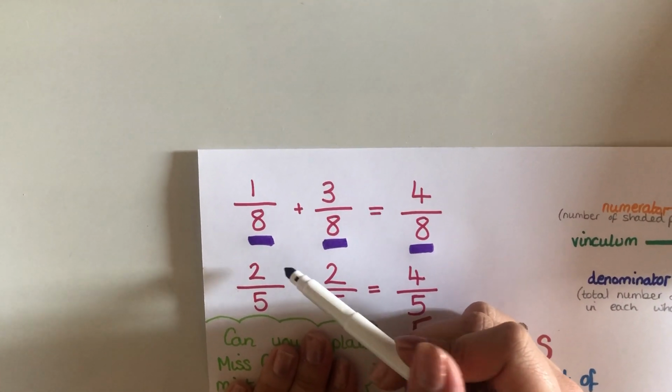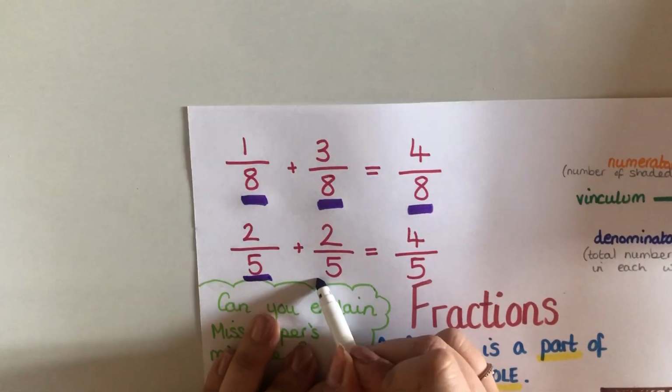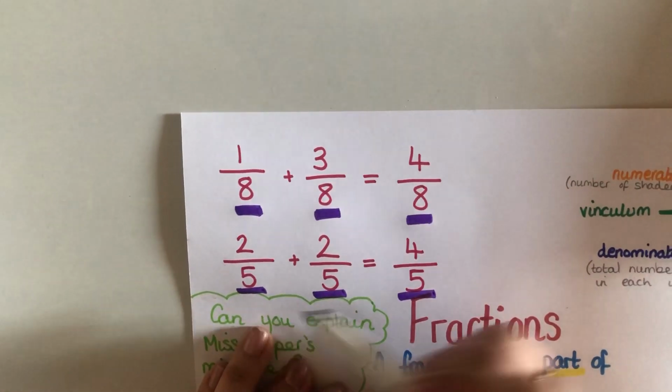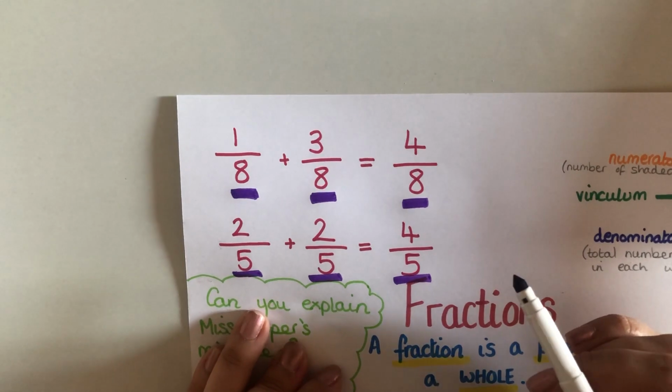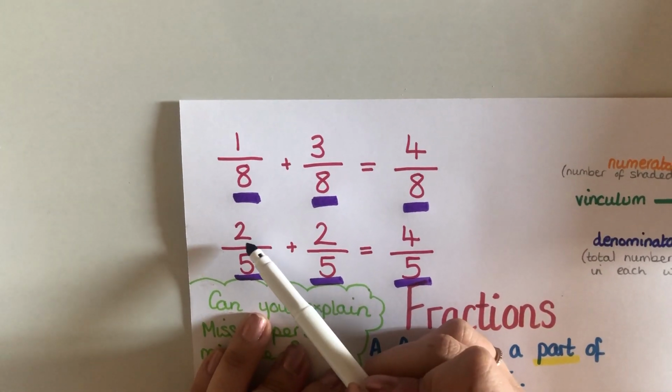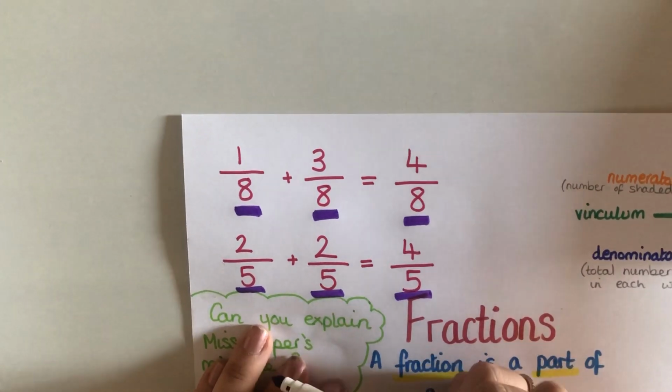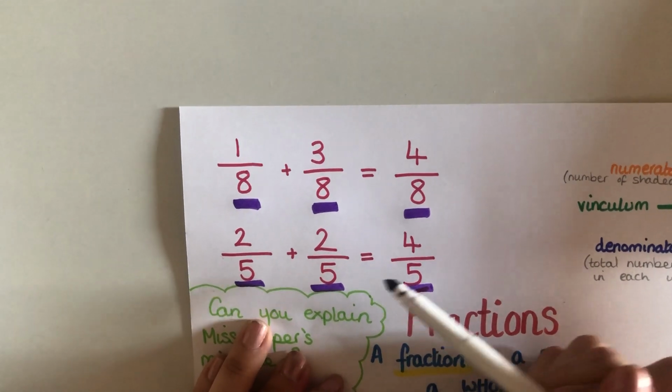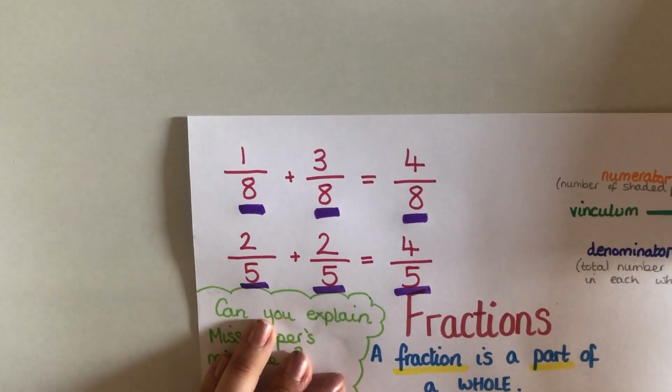Down to this next one. I've said my denominators stay the same, so it's always going to be in fifths. So I have 2/5, add 2/5, which will give me 4/5.